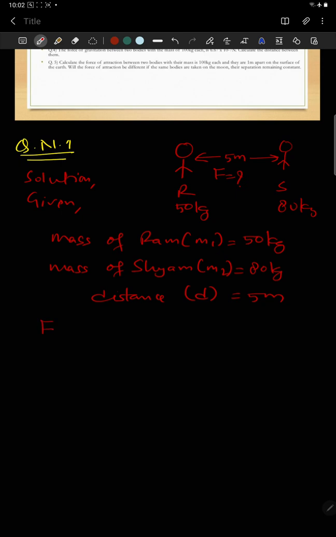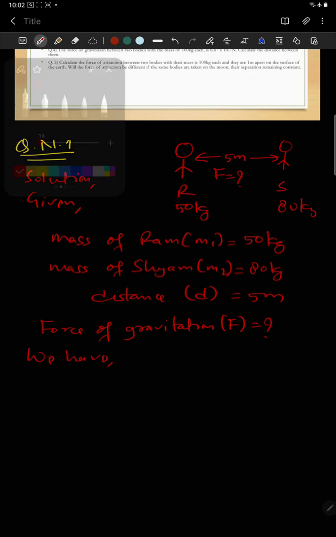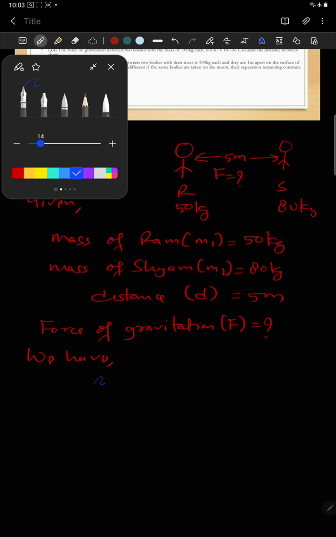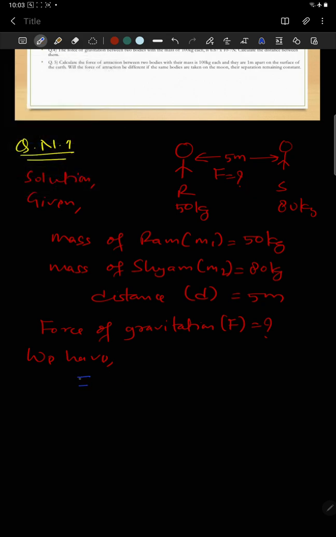The question is force of gravitation. Force of gravitation, symbol is capital F, equals to what? Now we have formula. The formula to calculate force of gravitation is F equals to capital G m1 m2 by d square.